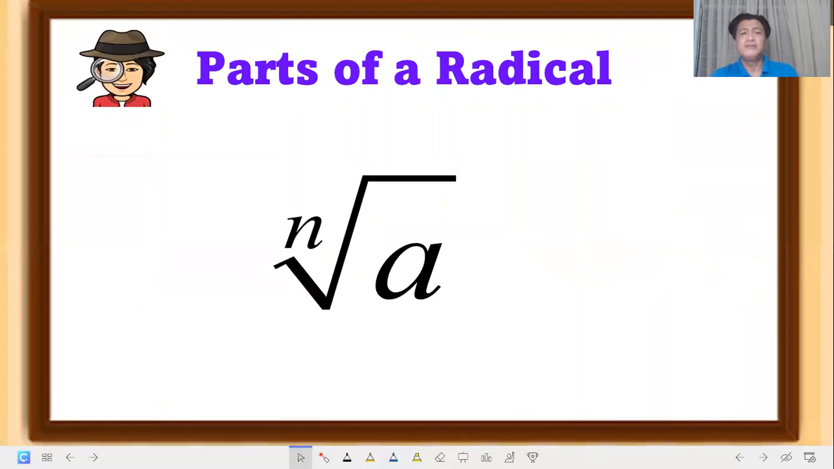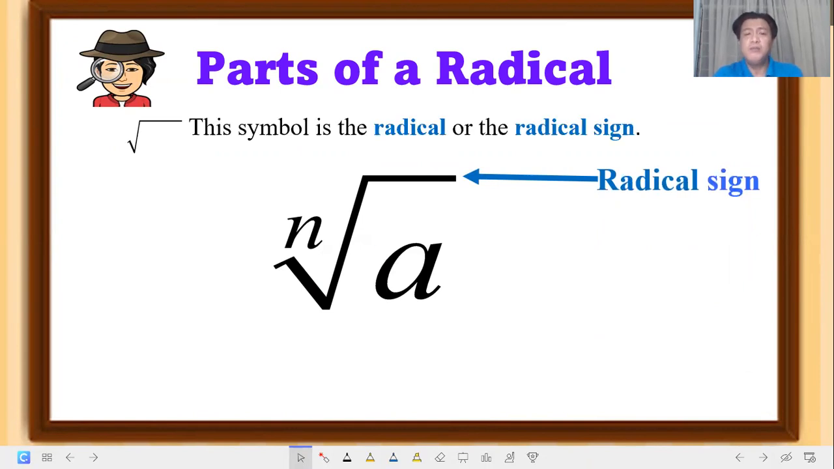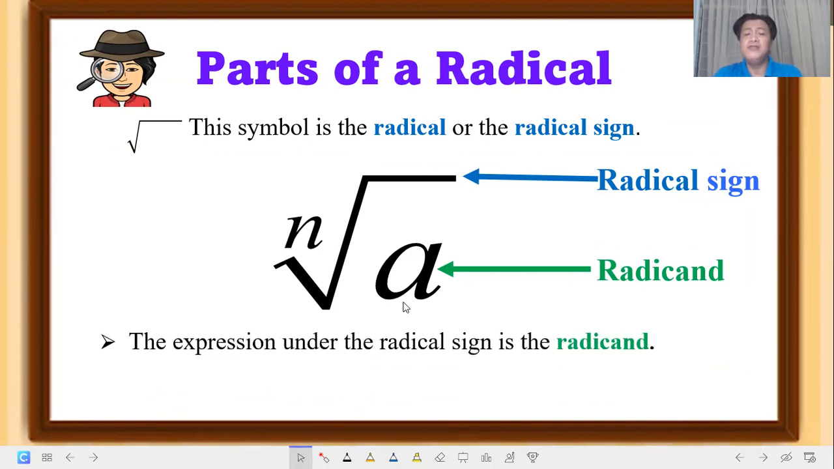Okay, so with that, meron tayong tinatawag na radical, or the parts of a radical. Kung makikita natin ito, pag binasa ko ito, nth root of a. Kailangan alam natin anong tawag sa symbol na ito. We call this the radical sign, or tinatawag din siyang radical na lang. This is the symbol for that. Ano naman yung tawag doon sa number or expression na nasa loob ng radical sign? We call this the radicand. Under the radical sign is the radicand.